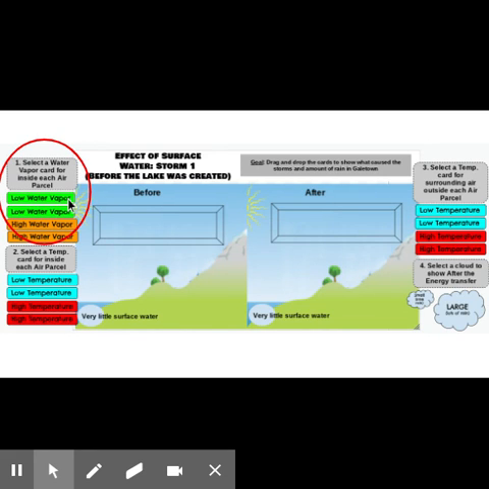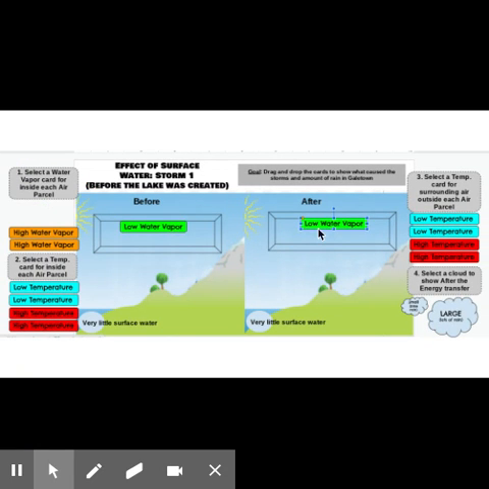I also need to select a water vapor card for after storm 1. Since I didn't have a lot of water vapor to begin with, I'm still going to continue having low water vapor afterwards. So I've now dragged the low water vapor card for before, because again, there was very little surface water. And after the storm, it's going to continue having very little water vapor. There's always a little bit of water in the air, but it definitely would not be high.